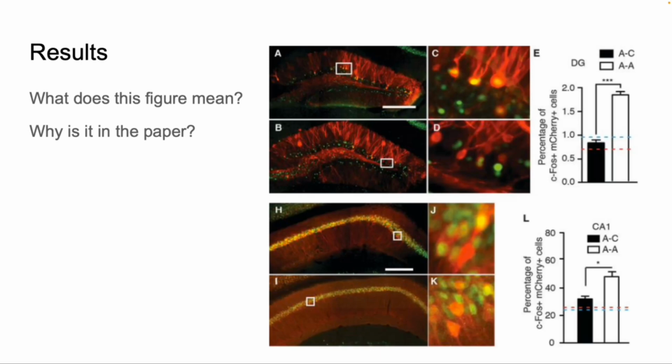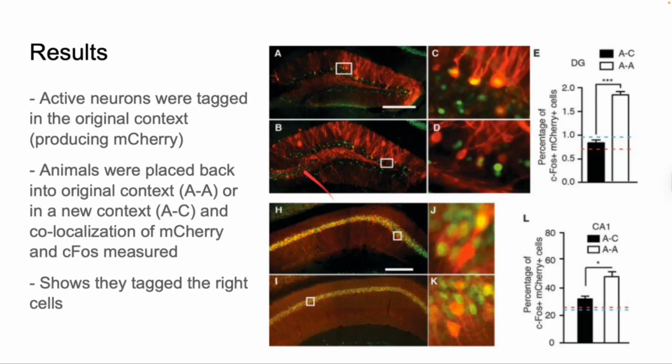That's a good idea. So this figure basically is just one of their controls. They are trying to show that the neurons that they tagged in their original context with mCherry are the same neurons that are reactivated when they put them back into the context. And so we see that the overlap between neurons that are tagged with mCherry for context A and active neurons for CFOS is much higher than when they were put into context C afterwards, right? So this is basically just showing that they tagged the right cells. And we can see this in both the dentate gyrus and the CA1.